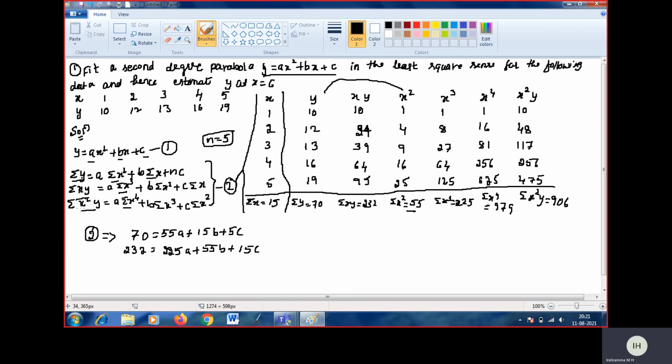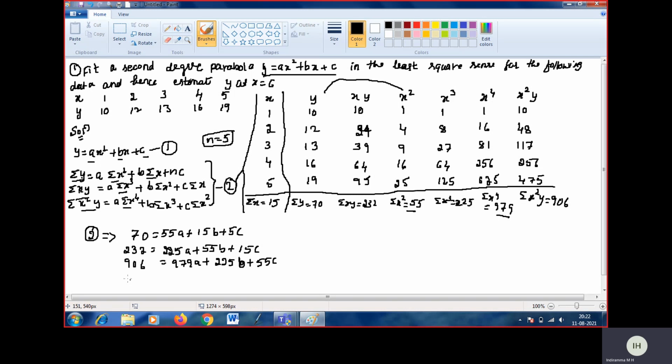Next, consider the third equation. Summation of x square y will be 906. 906 is equal to a into summation of x power 4. Summation of x power 4 is 979. 979a plus summation of x cube into b. Summation of x cube into b is 225 into b. Plus summation of x square into c. X square is 55, 55c.